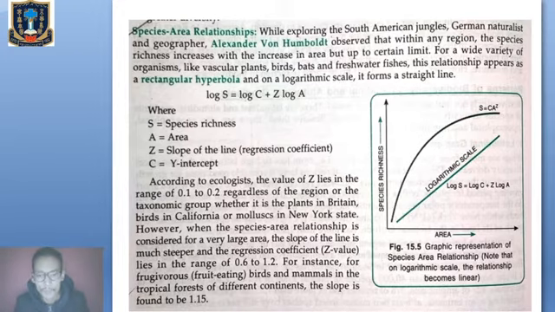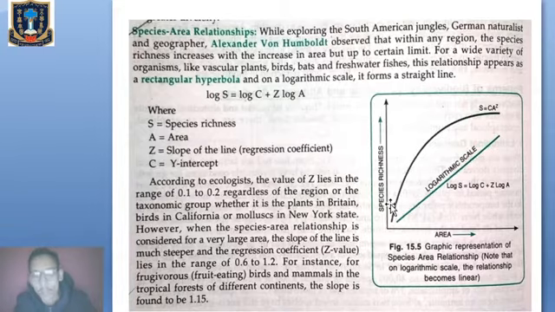Okay, so he said that for a wide variety of organisms like vascular plants, birds, bats, and freshwater fishes, this species area relationship used to appear like a rectangular hyperbola. You can see here, this is the rectangular hyperbola. It can be written in the form of a straight line, log S equals log C plus Z log A, where S means species richness, A means area, Z means the slope of the line or the regression coefficient, and C means the y-intercept. So remember this equation. This equation indicates the species area relationship.